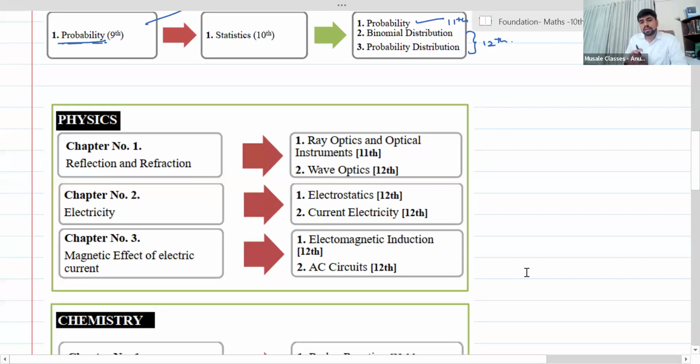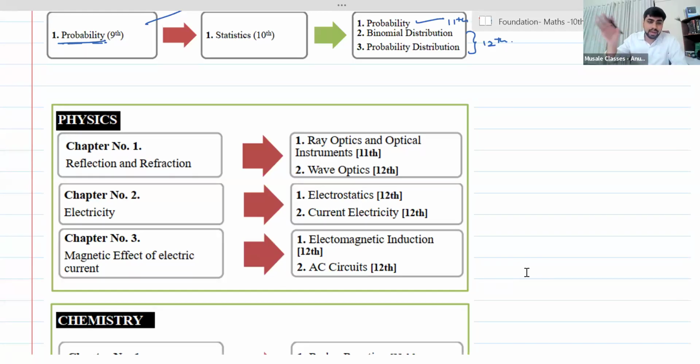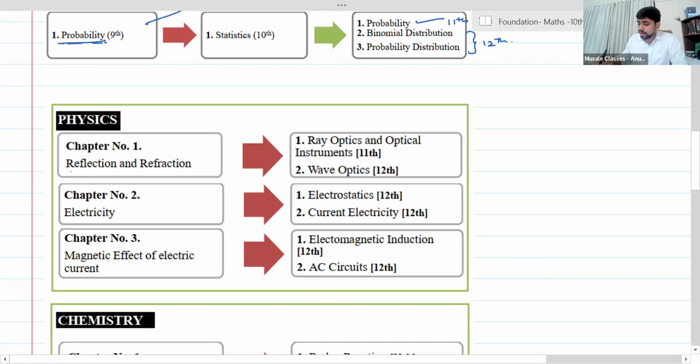Right? See, the 9th standard physics is completely repeated in 11th standard, and the majority of your 10th standard syllabus is repeated in 12th standard. Okay, like we've studied reflection and refraction. Okay, इसमें अभी हम लोग क्या पढ़ रहे हैं? We are studying reflection and we are also studying refraction.